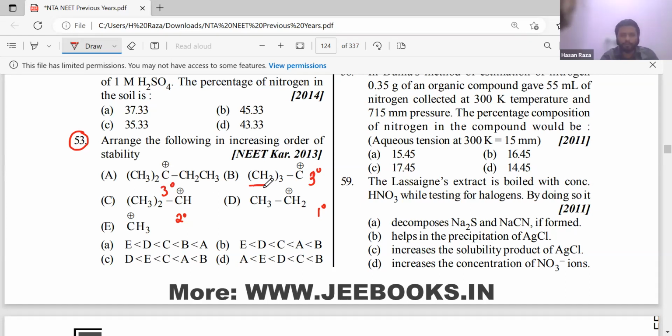Then after B, you need to count this. After B, it will be A. Then come to the next. Then comes C, and then comes E. Where is E? E and D. No, E will not come. BD, right? Okay, D. Where is D? Here it is. Okay, so the answer is B.